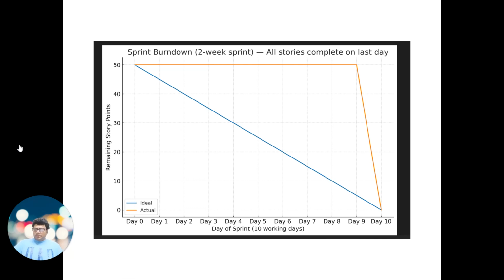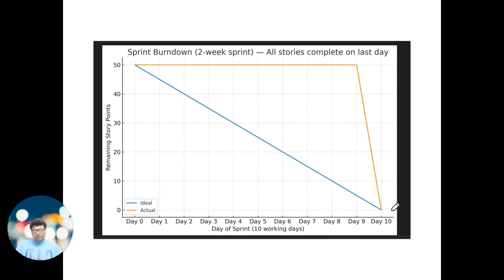Over here, you can see the burndown chart is straight, but on the last day, everything got burned down. All the 50 story points were completed on the last day. So as a delivery Scrum Master, what do you think? Is it good? Because the team committed 50 story points and they were able to complete all 50 story points on day 10, right? So it's a good thing?